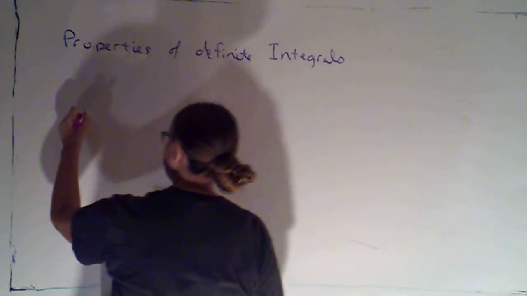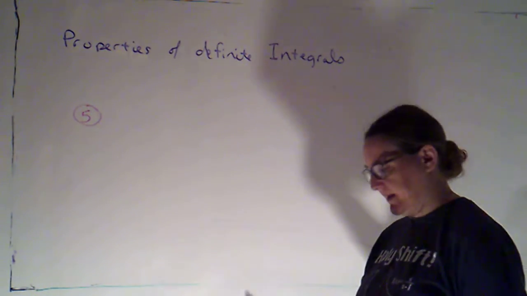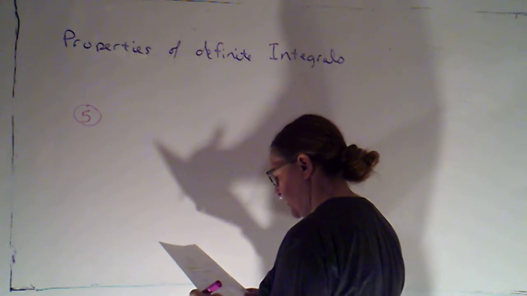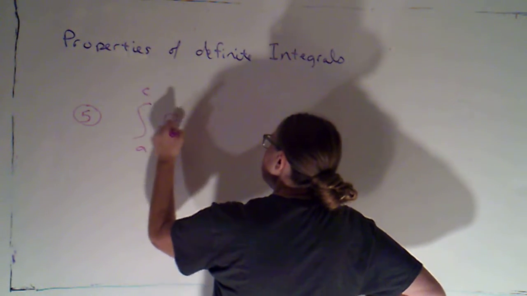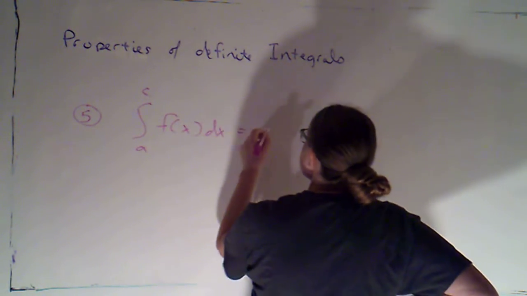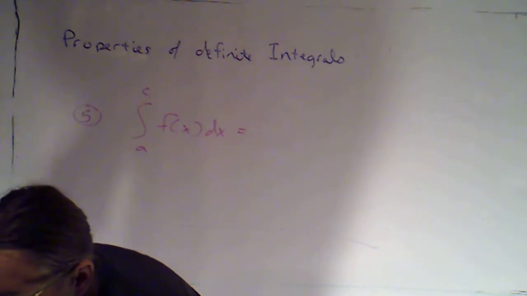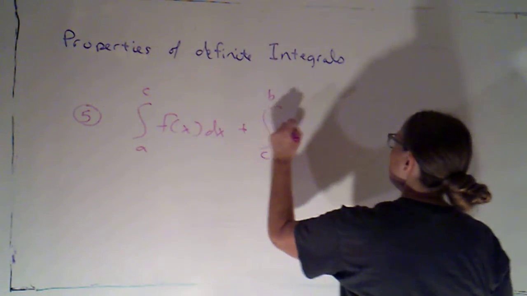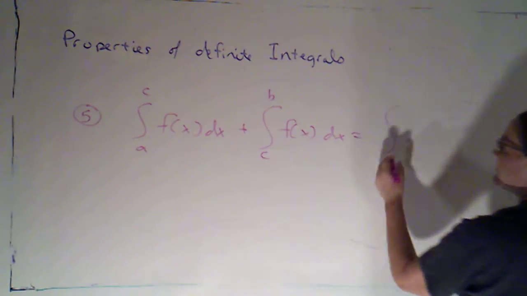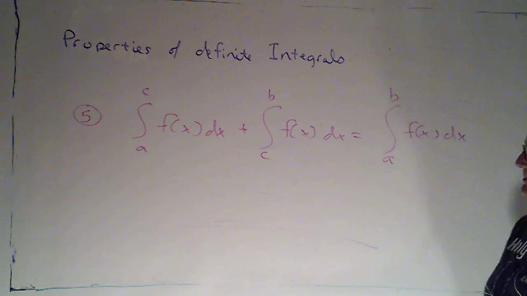Okay, property number 5. Remember, 2, 3, and 4 were the ones that we did in the last video. So I'm just not covering things in the same order. This says the integral from A to C of f of x dx, plus the integral from C to B of f of x dx is equal to the integral from A to B of f of x dx.